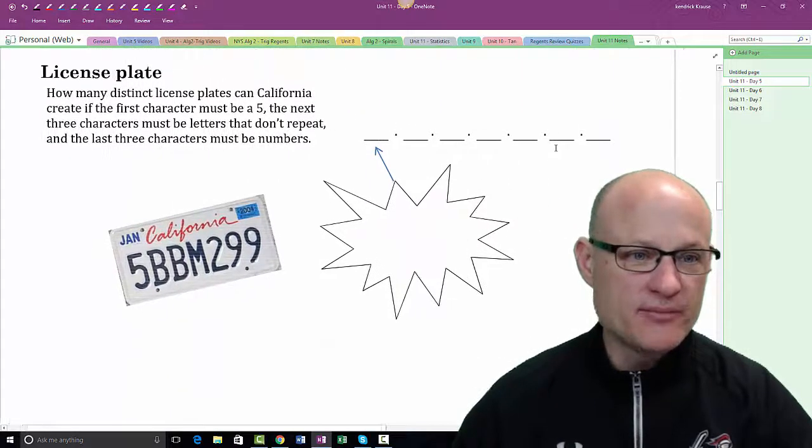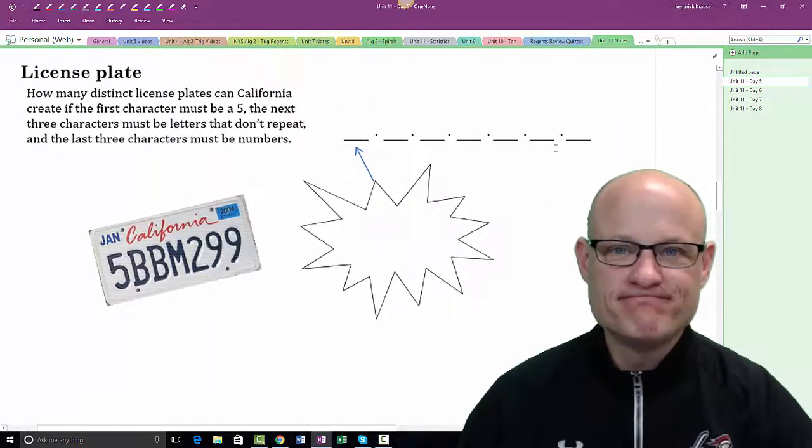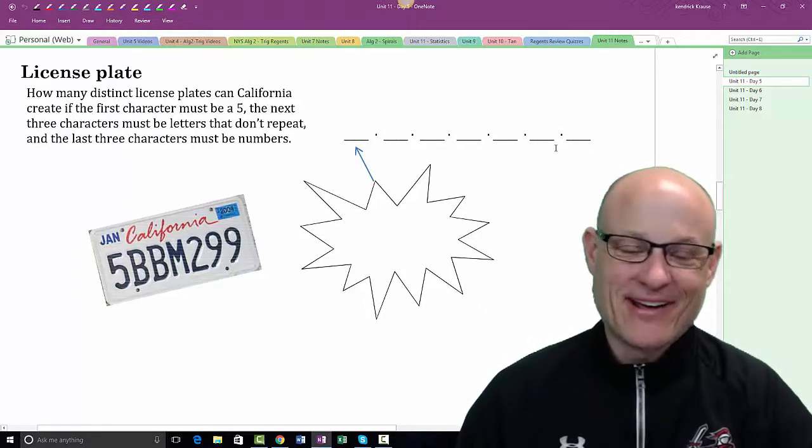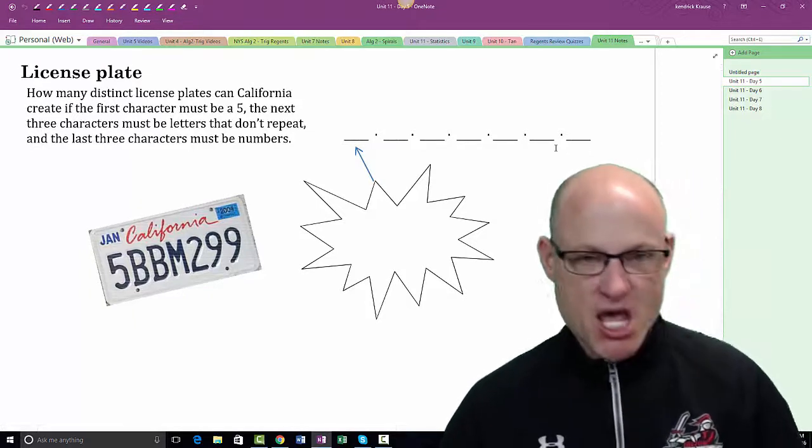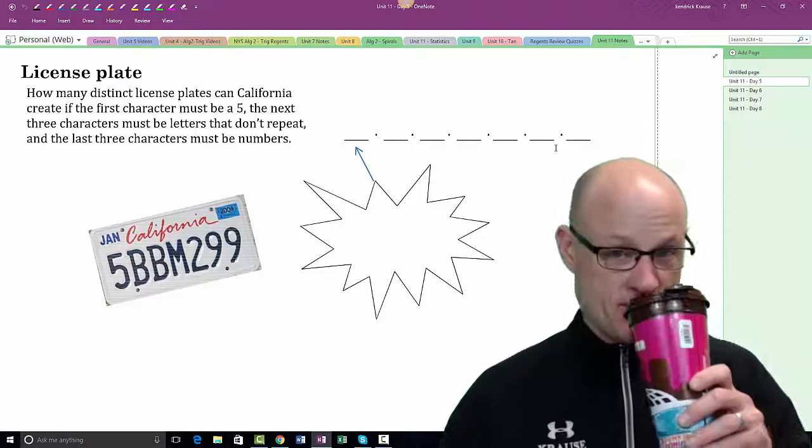All right, kids, let's talk about license plates. Because nothing's more exciting than a California license plate, especially when you're drinking Dunkin' Donuts coffee in the morning.